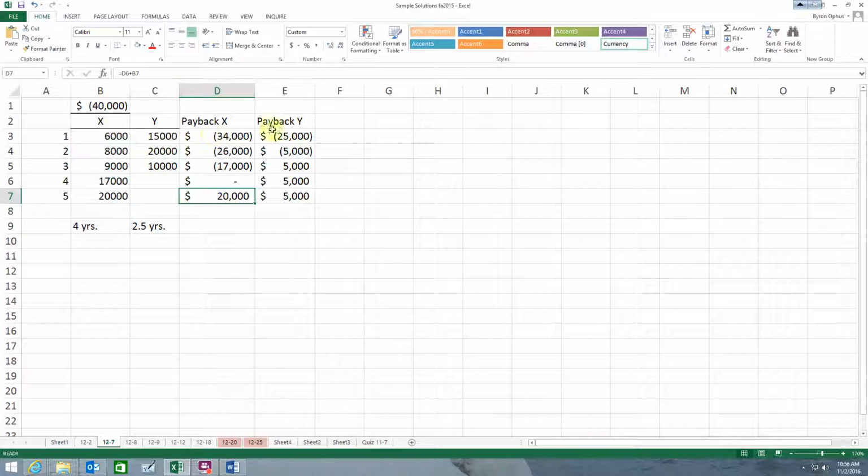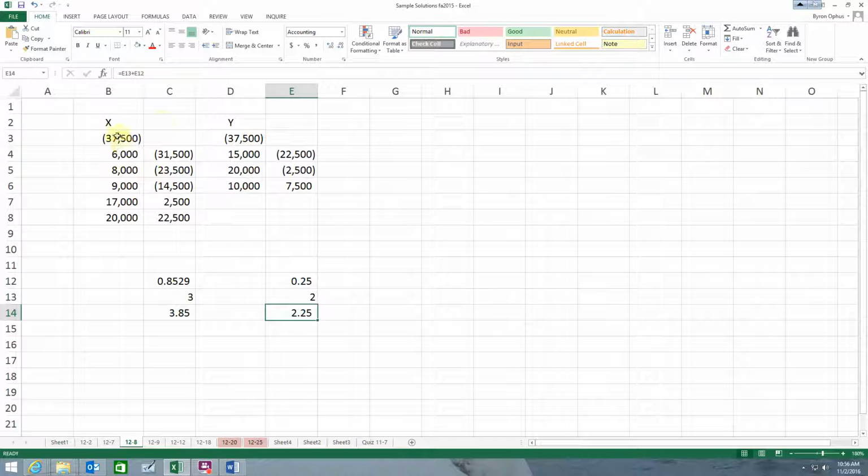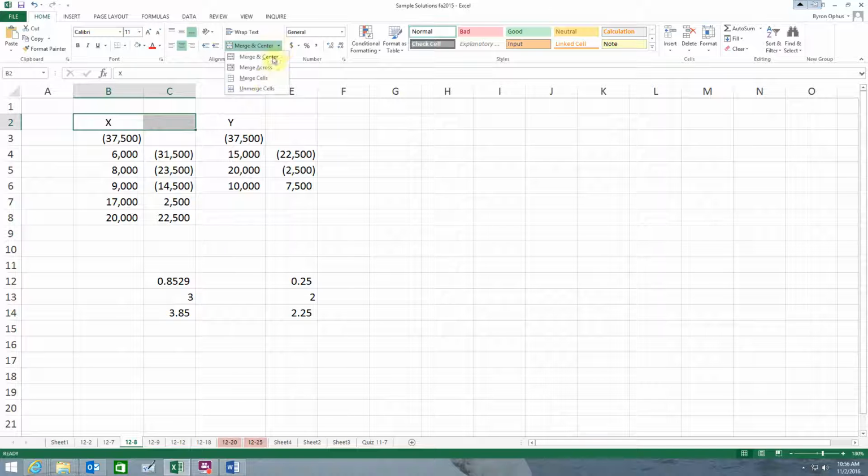Here I got my XY though, and my paybacks over here, and here I just had X with a payback here. Should combine those, and that'd look nicer, wouldn't it? Yeah, there we go. Yeah, there, I like that.